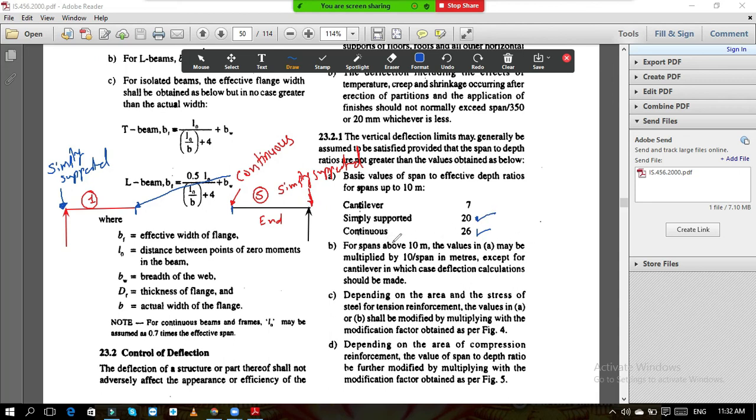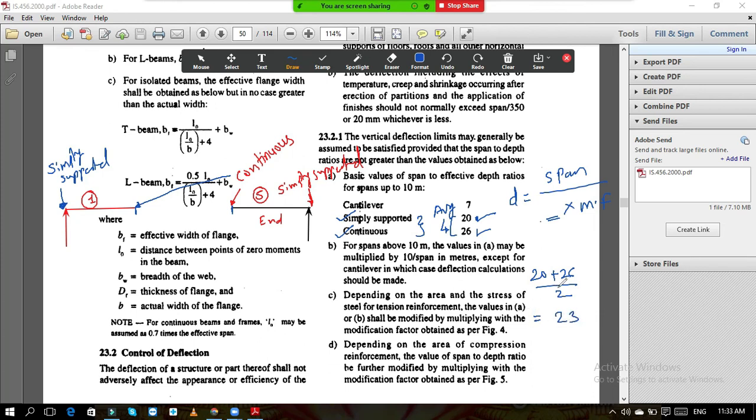If the panel is simply supported then it is 20, for continuous it is 26, and why is it required? Because d is equal to span divided by this value into modification factor. This is our formula. So to calculate this value, what are we going to take, 20 or 26, as we have both conditions, one end simply supported, another continuous. In these types of situations, we normally take the average of these two values. So the average is 20 plus 26 divided by 2, which works out to be 23, the central value.